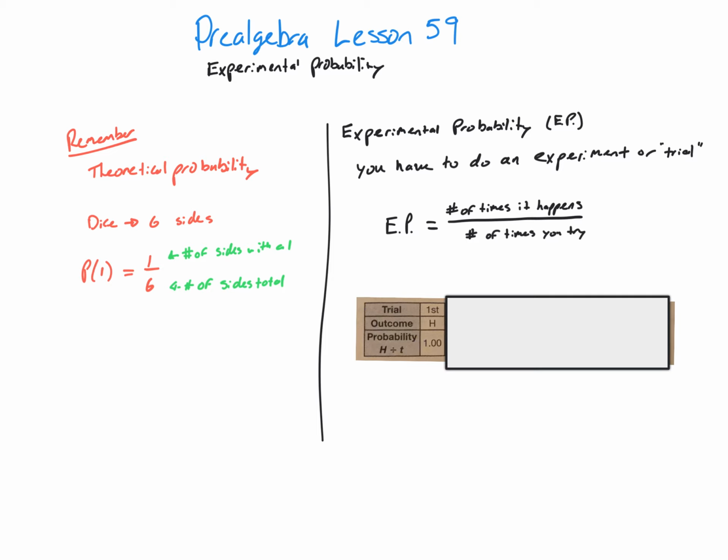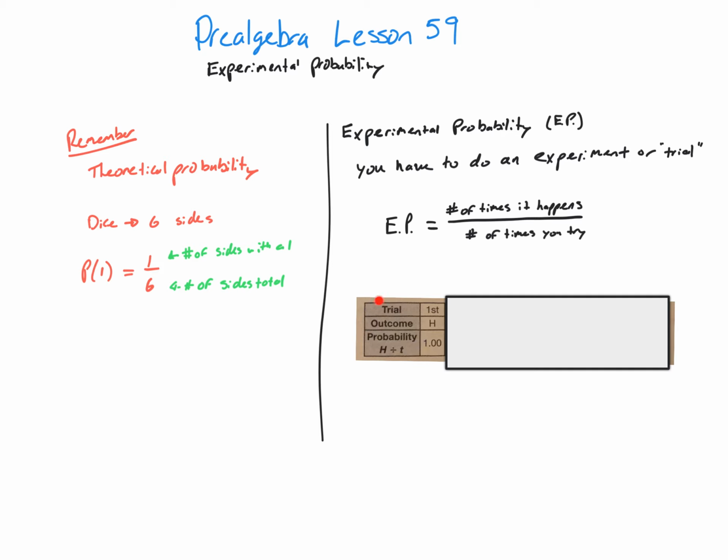On experimental probability, you have to do an experiment, because it's called experimental probability, or sometimes it's called a trial. So for an experimental probability, we take the number of times that what we want to happen actually happened and divide it by the number of times that we tried.